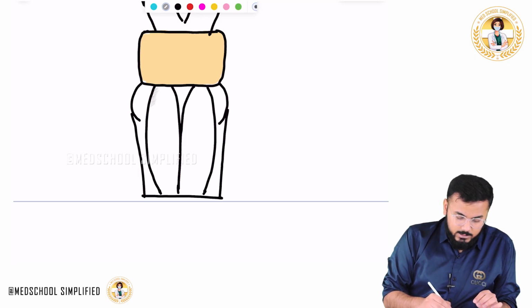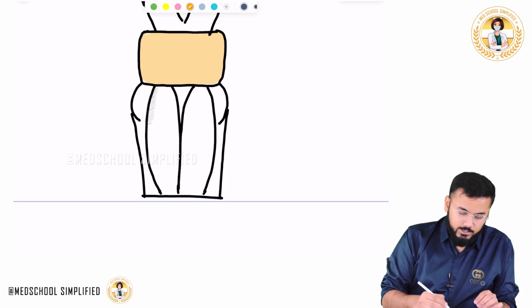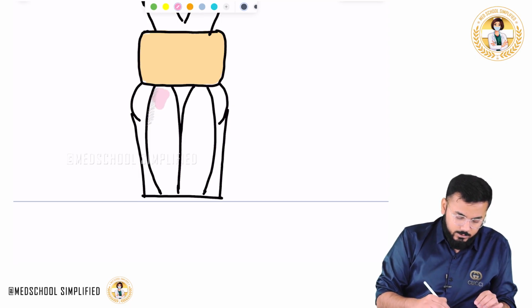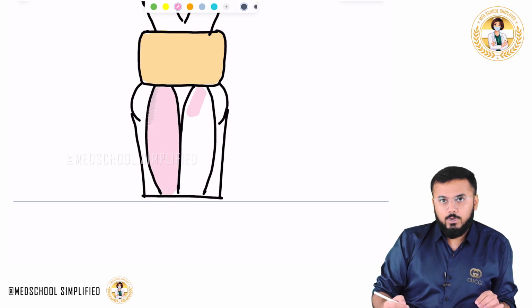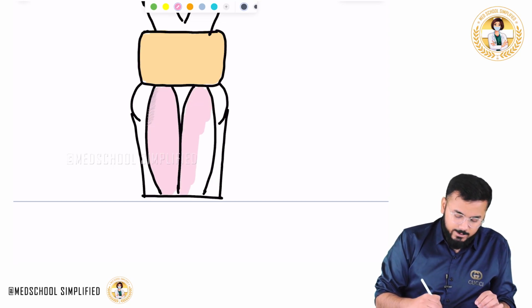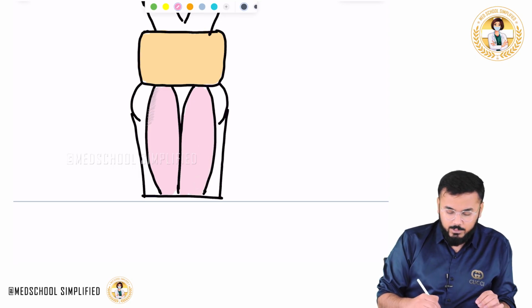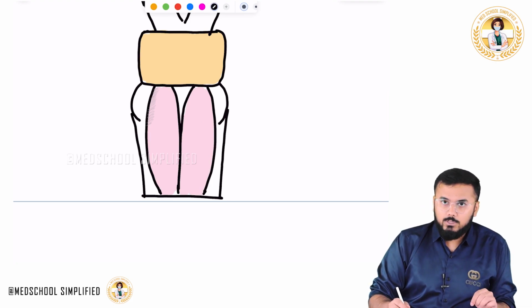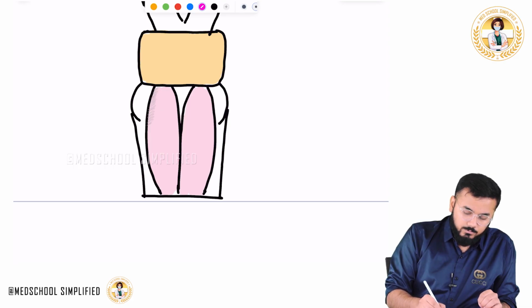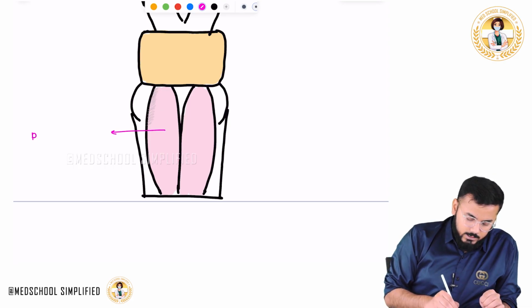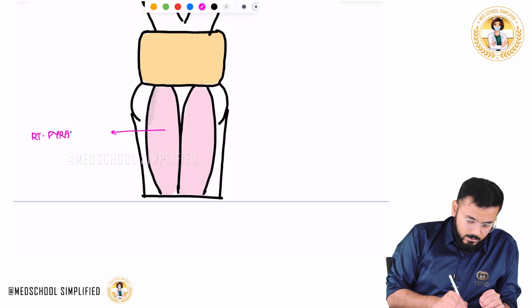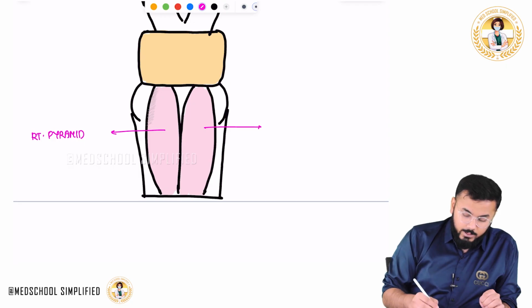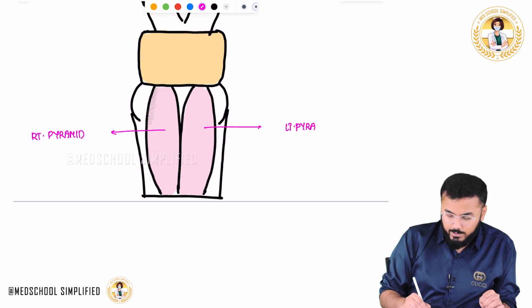For example, see this structure which I am shading right now. These are called the pyramids. This structure is your right pyramid, and this one which I am shading now is your left pyramid. How many pyramids of medulla oblongata do we have? Right and left pyramid. First of all, let me name these parts. This part over here is your right pyramid, and this part over here is your left pyramid.